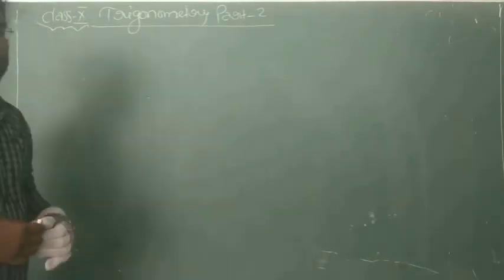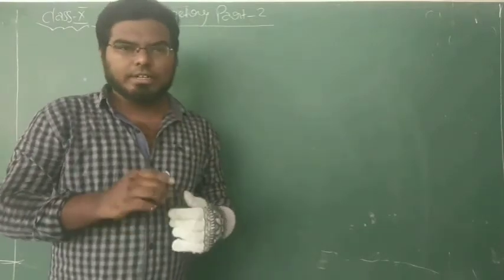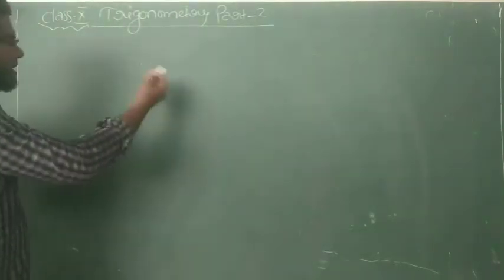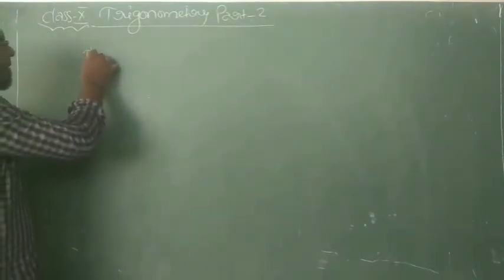Yesterday we discussed the trigonometric ratios and the Pythagorean triplet. That means the Pythagorean problems. Now we are continuing with the previous class. One problem I am giving here.